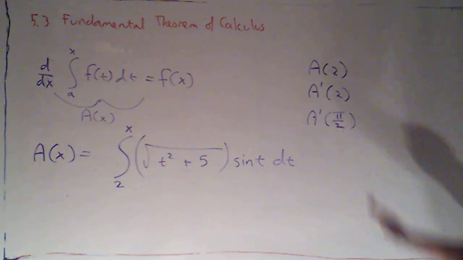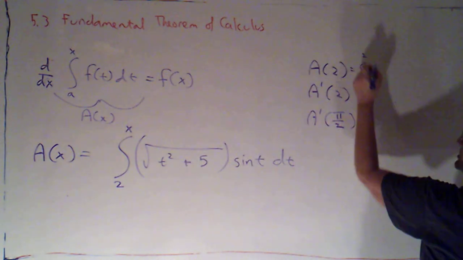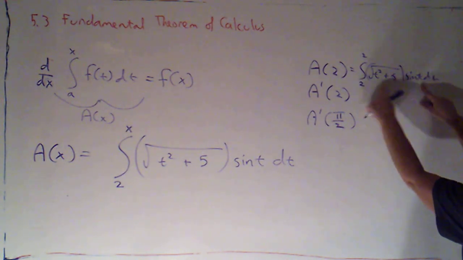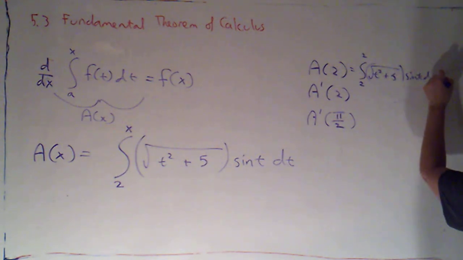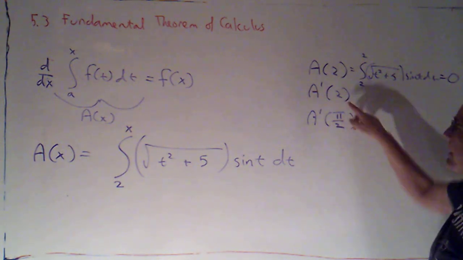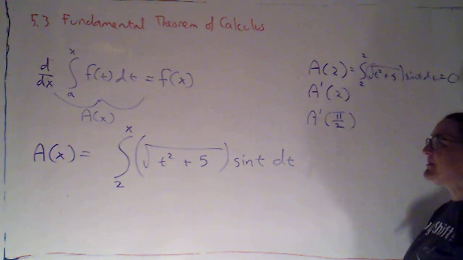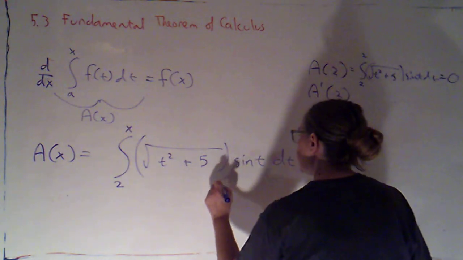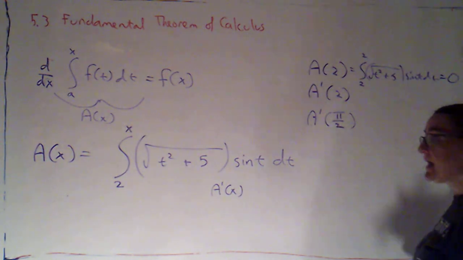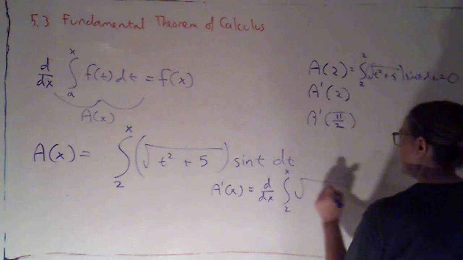Let's find those things. So A of 2, I'm just plugging in 2 for x. So that would be the integral from 2 to 2 of the square root of t squared plus 5 times sine t dt. And I don't really care what the integrand is. Once my limits of integration are the same, that's going to be 0. Okay. If I look at A prime of 2, okay. Now, anytime I'm finding a derivative at a particular point, I need to remember that that's a two-step process. I want to first of all find the derivative formula, and then I can plug in that point. So A prime of x, we're looking at the derivative with respect to x of this area function.